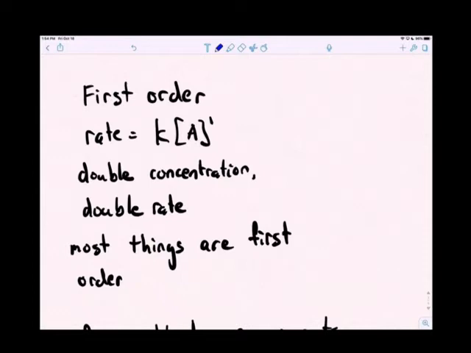And we can make anything first order if we want to. That's called pseudo first order. So, first order: double the concentration, you double the rate. Or you halve the concentration, you halve the rate. And almost everything is. Nuclear decay, first order. Interest in banks, first order. Almost every chemical reaction is first order.